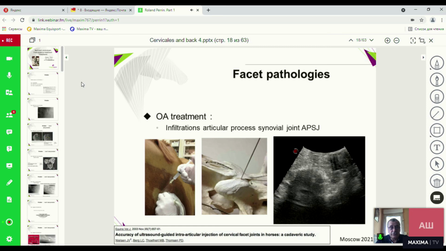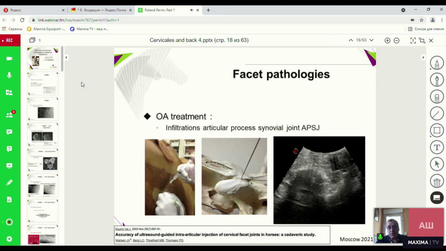So what can you do with this kind of pathology? You can use infiltration of these articular synovial joints with the use of ultrasonography. This is not too difficult to do. You just have to learn, of course.